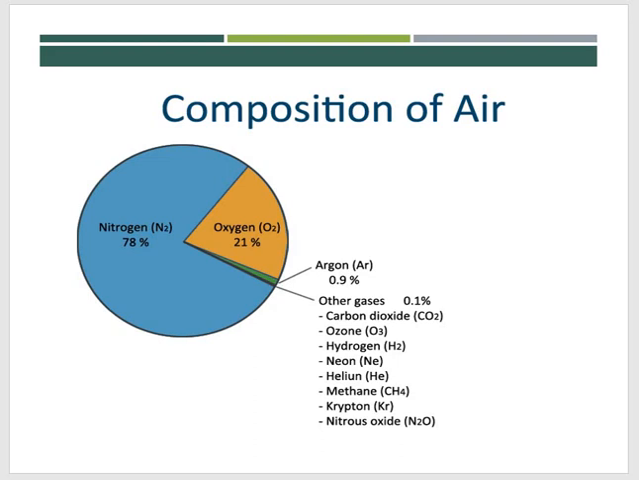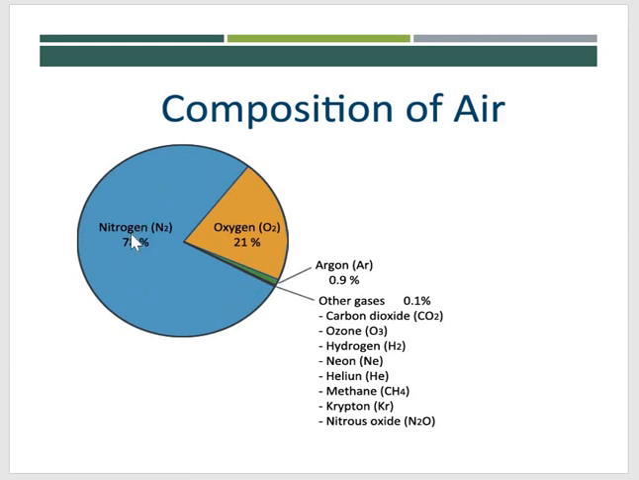What is air? We all know that air is a precious resource without which we cannot survive. This air supplies us with oxygen, which is very essential for our bodies to live. Now you can see the composition of air here.